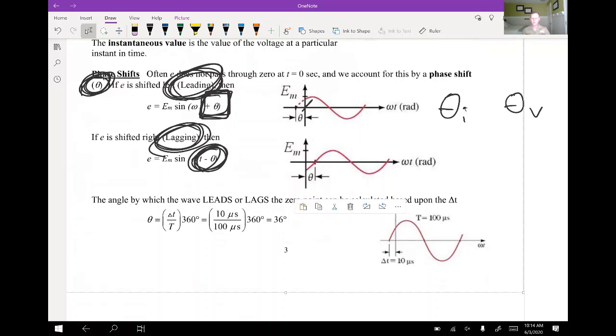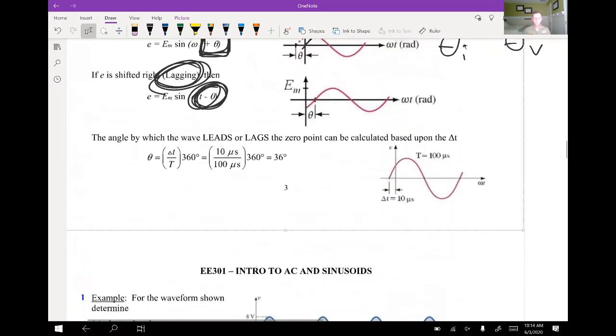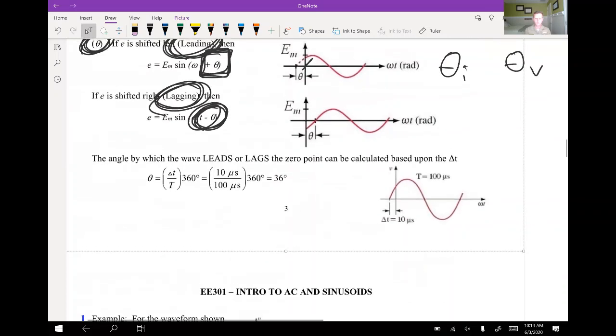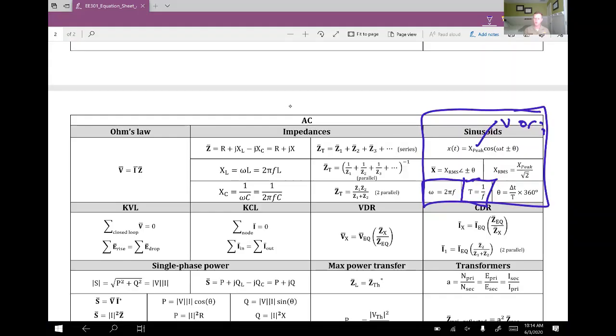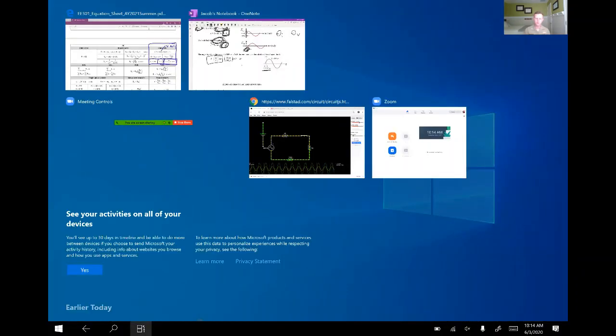There is an equation to get this theta, and it's this one right here. That's also on the equation sheet. So the theta can be found by finding the delta t. It's given as a theta, but if it was given as time, then we can turn that into an equation. So right here, theta is equal to delta t, the difference in the time, over the period, times 360, and that puts it back into degrees for us.